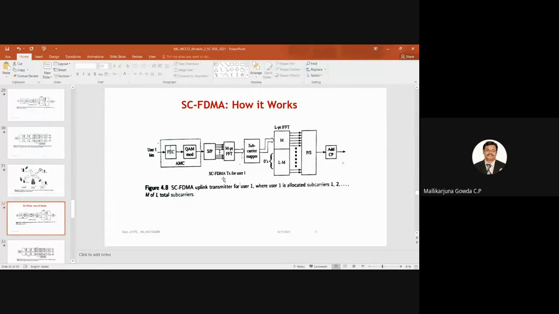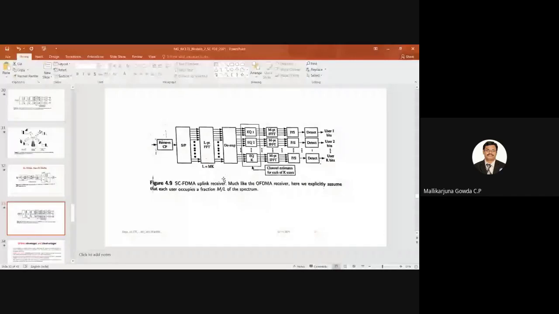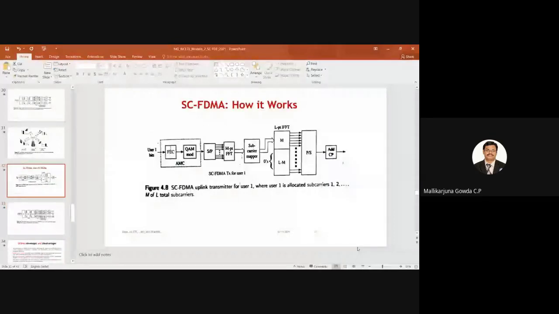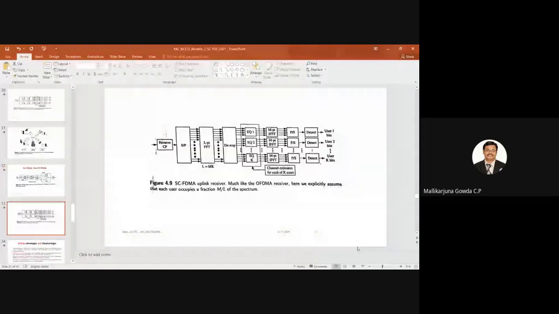Similarly, let me show the SC-FDMA uplink receiver. The previous diagram I showed was the uplink transmitter for user one. Here I am showing the uplink receiver for multiple users.